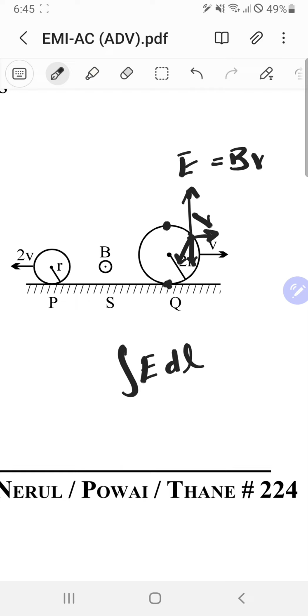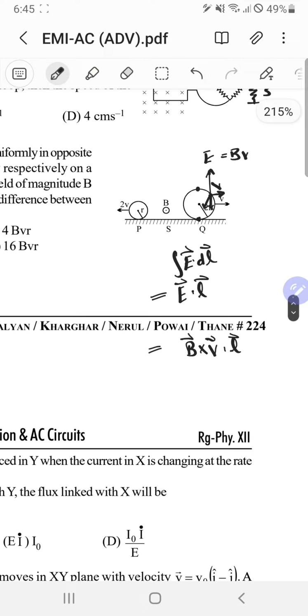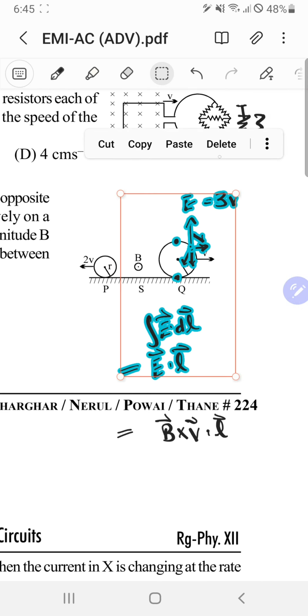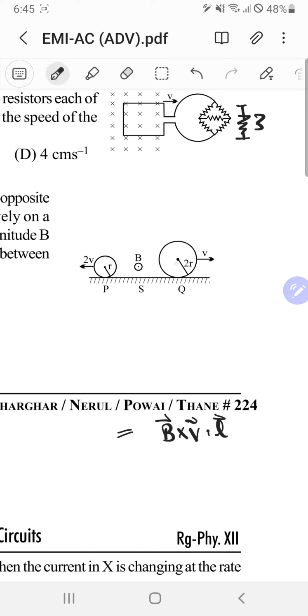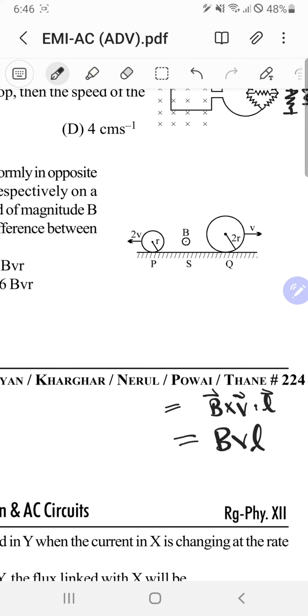You know what, whatever, just look at the magnitudes. That's what I'm going to do. So this will actually be E vector dot L vector, because E is constant. So that's going to be BV, I should say B cross V, because it's the negative of V cross B. That's going to be B cross V dot L. Since all of these are perpendicular to each other, L vector, V vector, and the B vector coming out, this is going to be equal to BVL. Cool.